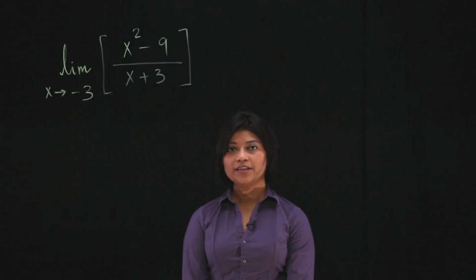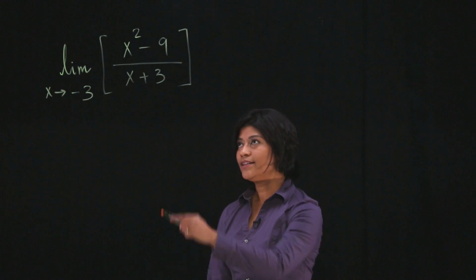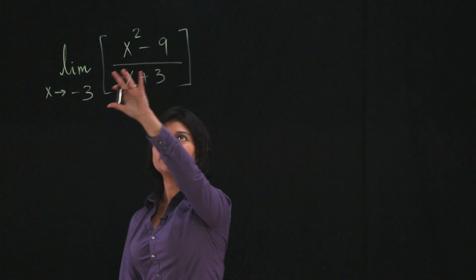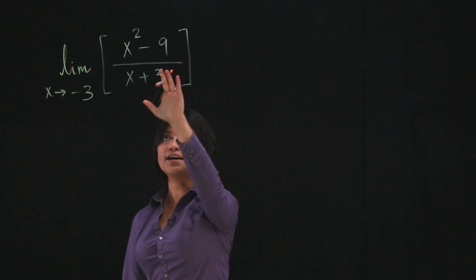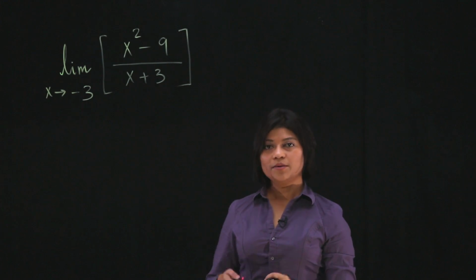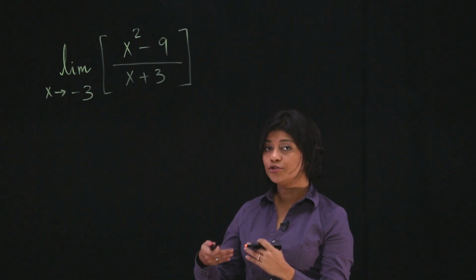Hello, I'm Papia. In this problem, we will evaluate a limit. And the limit is the limit as x approaches -3 of the function (x squared minus 9) divided by (x plus 3). So remember what we do in order to evaluate a limit.